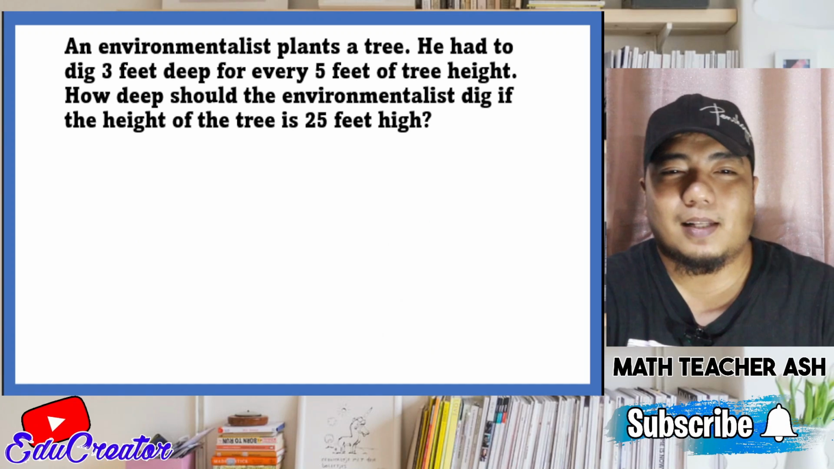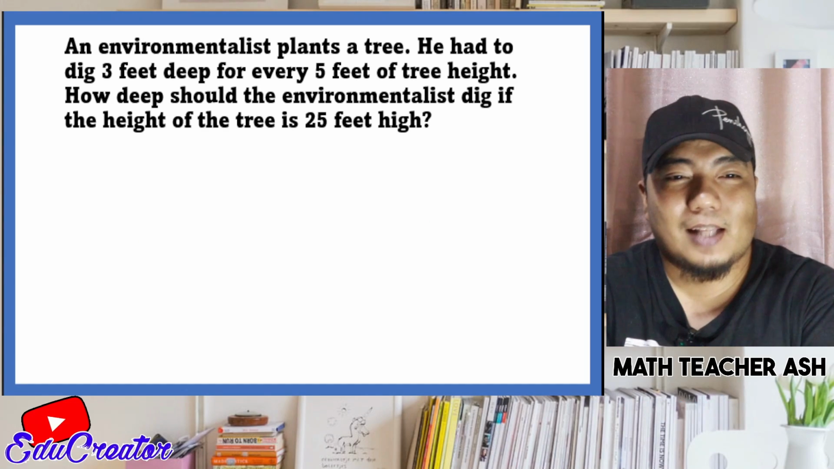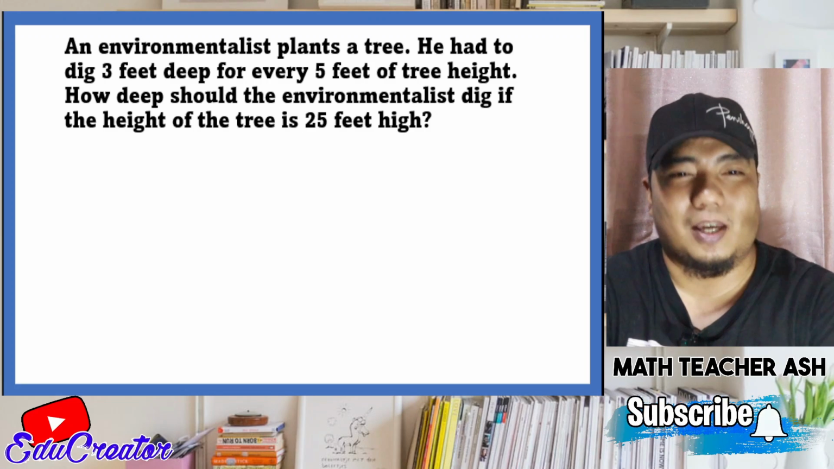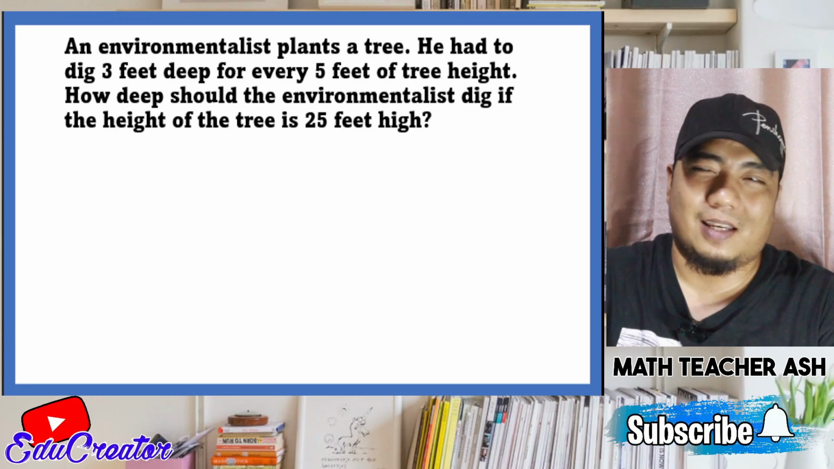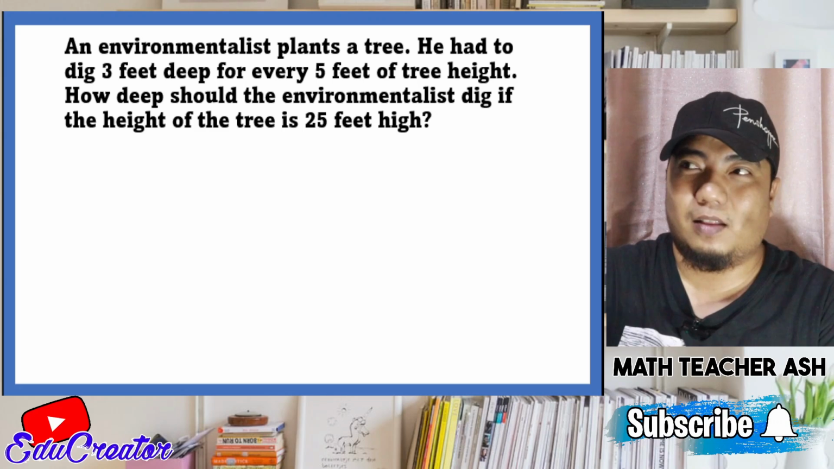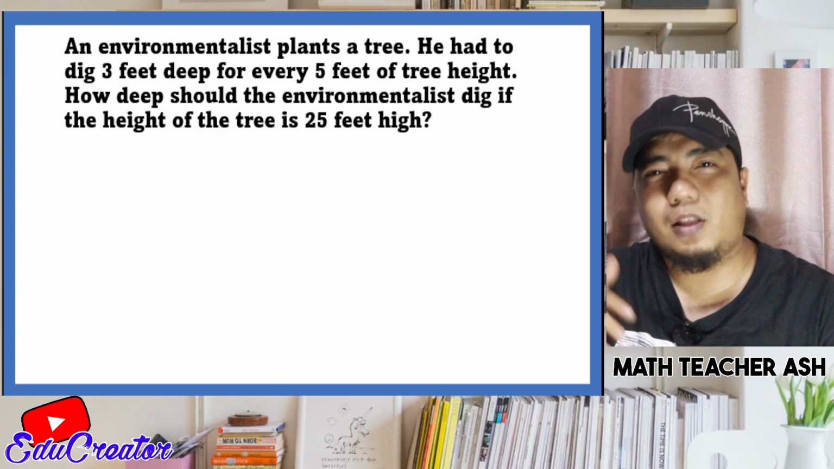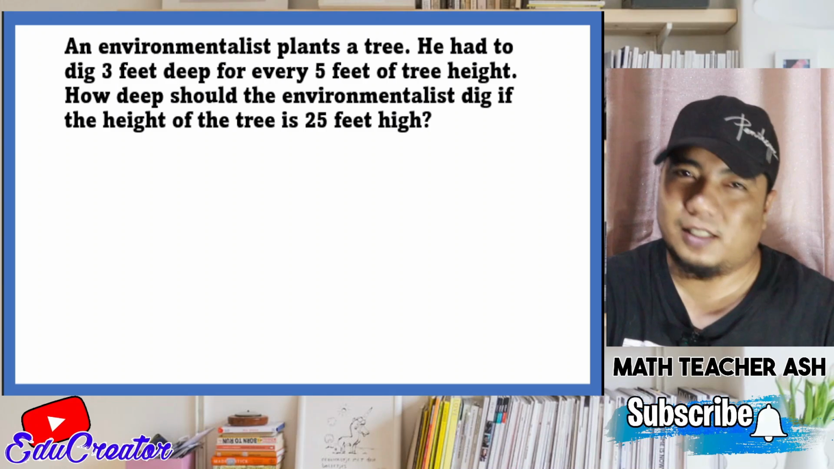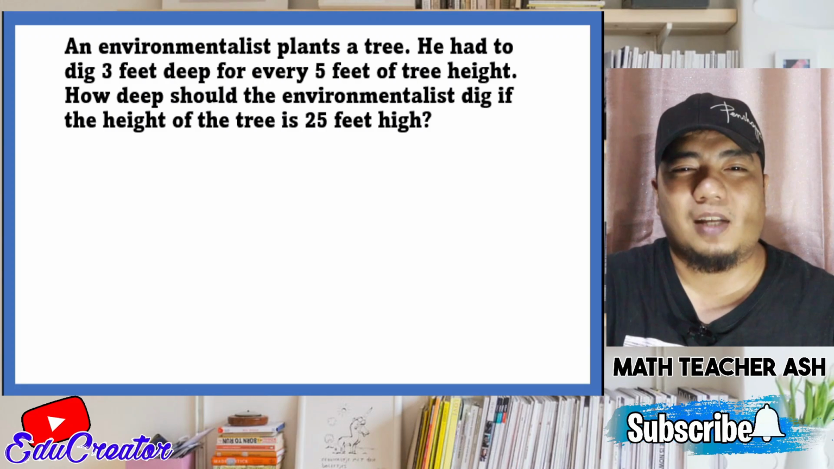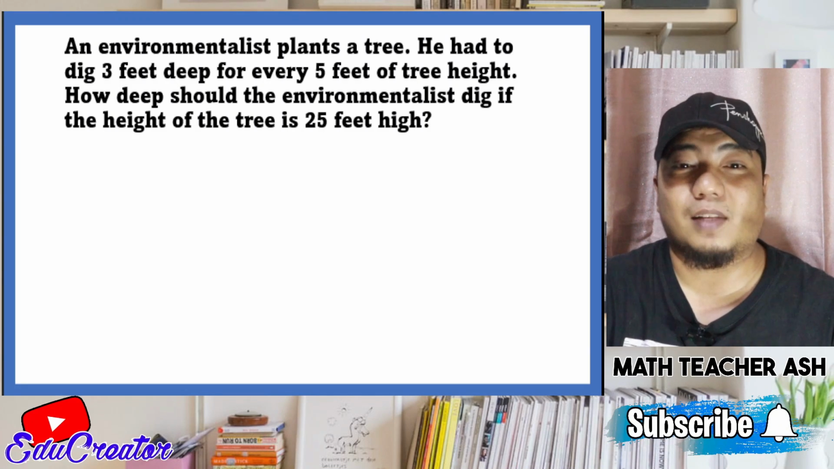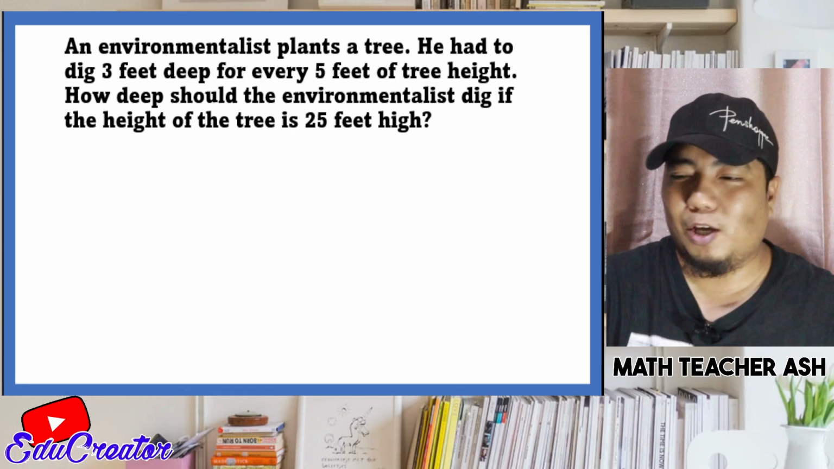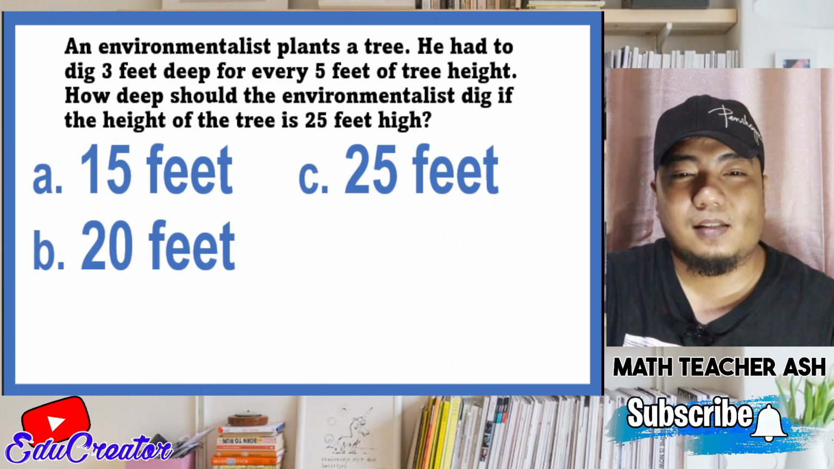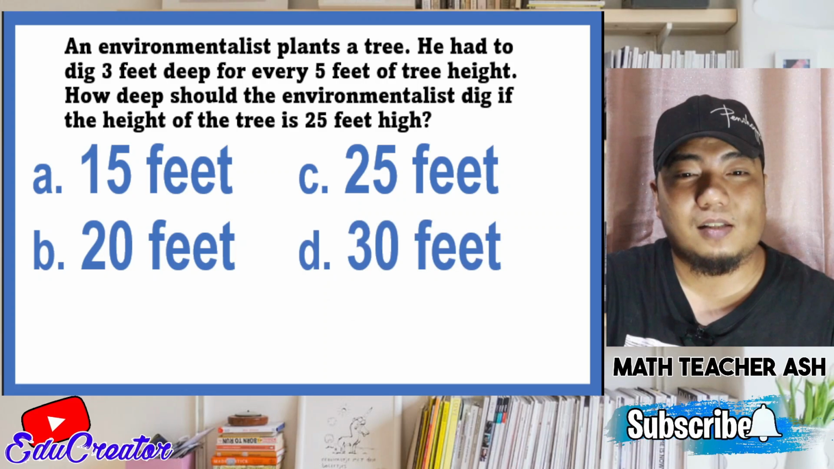An environmentalist plants a tree. He had to dig 3 feet deep for every 5 feet of tree height. Okay, so if you have a tree that is 5 feet tall, you need to dig 3 feet deep. Okay, but there is a statement here. How deep should the environmentalist dig if the height of the tree is 25 feet? Okay, so is it A, 15 feet, B, 20 feet, C, 25 feet, or letter D, 30 feet?